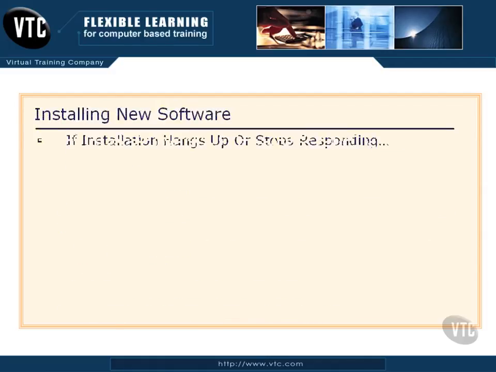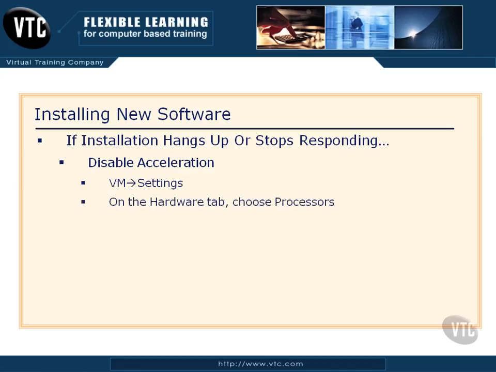Now, if an installation hangs up or stops responding, and this is really why I wanted to do this video for you, if the installation starts and you've seen this thing before and it should just be running, but it just hangs up or it stops responding or it just seems to be taking forever, what you need to do is go disable acceleration. You say, well, that's a great idea. Exactly how do I do that? Well, if I go into the virtual machine option on the menu out in the workstation interface and choose settings, I can go to the hardware tab and choose processors and just select disable acceleration. Now let me jump out there and show you what that looks like.